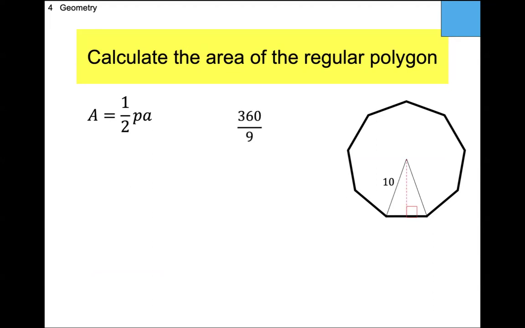Remember, we figure out how many sides it has. This one has 9, so this is a nonagon. So we divide 360 by 9. What I'm trying to figure out is the angle. There's my arrow. I'm trying to figure out this angle right here. So that angle right there is, let's see, 360 divided by 9. There's 9 sides. That's 40, right? Therefore, cut 40 in half and we get 20. So that triangle that I'm trying to figure out is 20 with a hypotenuse of 10.